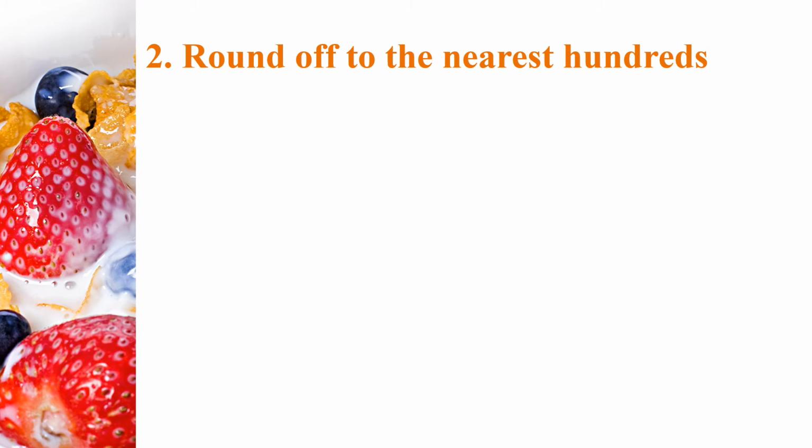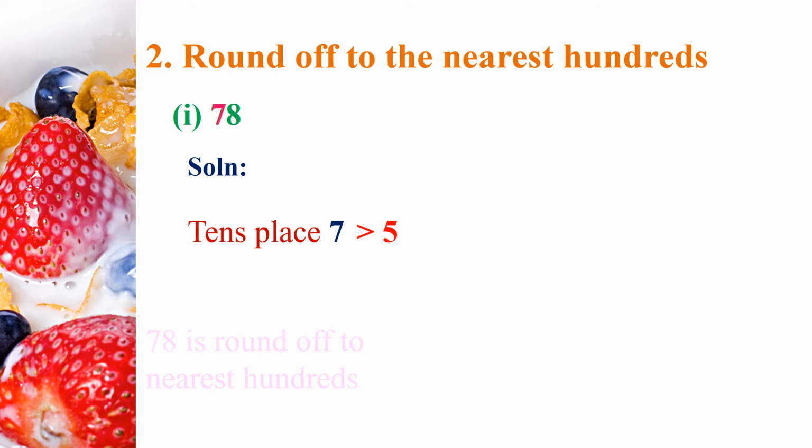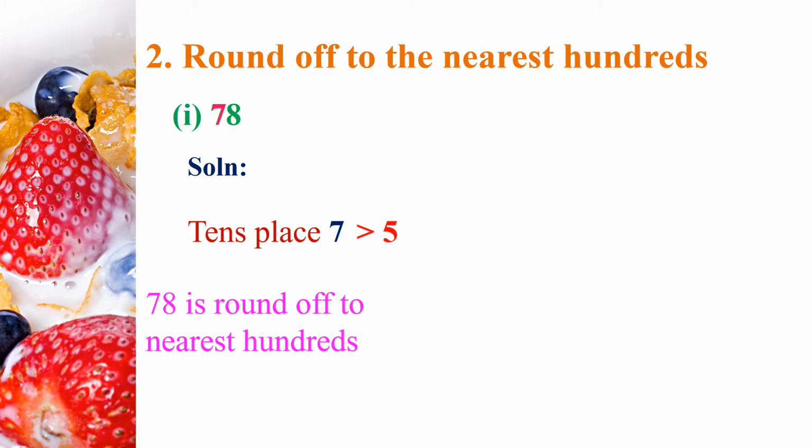Round off to the nearest hundreds. Take 78. Now we are going to take tens place, that is 7. Compare with 5, 7 is greater than 5. So replace tens and ones digit by 0 and increase hundreds digit by 1. So 78 rounded off to nearest hundreds will get 100.